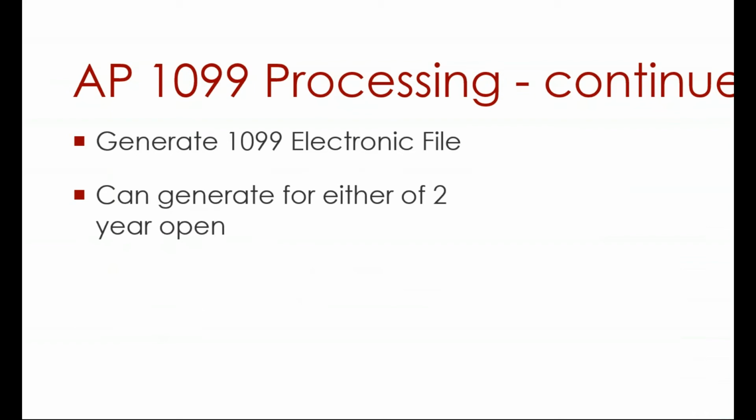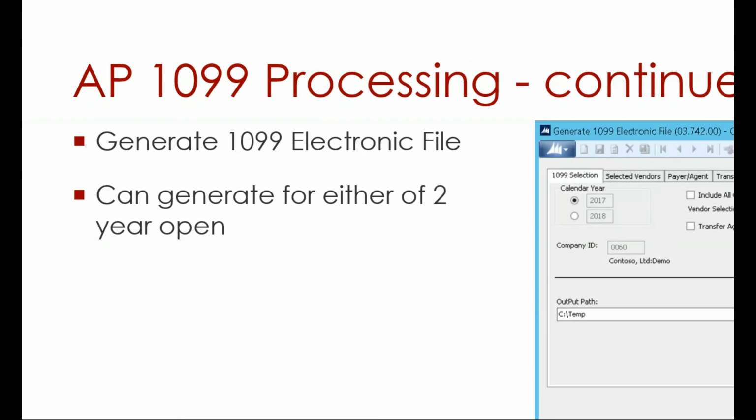The Generate 1099 electronic file screen is used to create the file containing the 1099 amounts to be submitted electronically to the IRS. You can generate for either of the two open 1099 years. So you'll notice in my screenshot here, the top left has my two open 1099 calendar years. There's a radio option. You can choose which year you want to process for.